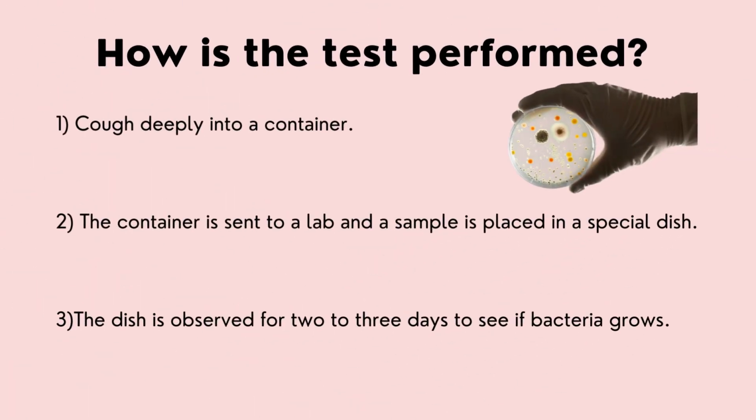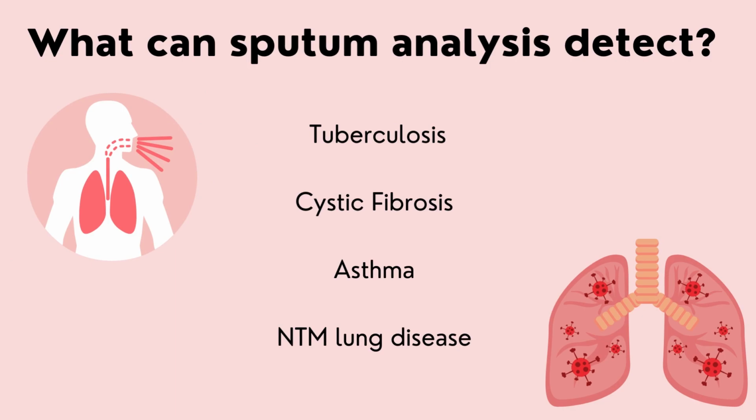The first step is that the patient needs to cough deeply into a container to release any phlegm. The second step is that the container is sent to a lab and a sample is taken from the container and placed in a special dish. Lastly, the dish is observed for 2 to 3 days to see if any bacteria grows. Sputum analysis is very beneficial and can detect a variety of different diseases such as tuberculosis, cystic fibrosis, asthma, NTM lung disease, and more.